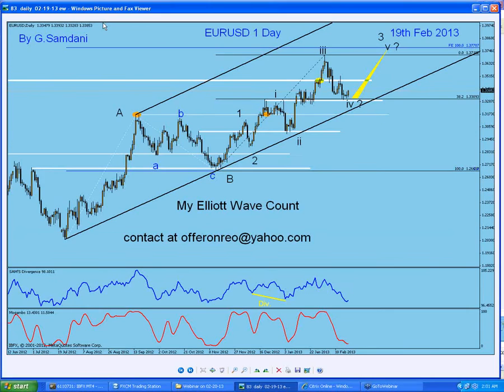This is the Euro USD, and this was my chart, the daily chart, with Elliott wave counts on it. Okay, I do different studies. Trend line, channel, support and resistance is one, the other one is the harmonic patterns, and the third one is Elliott wave analysis and strategy.